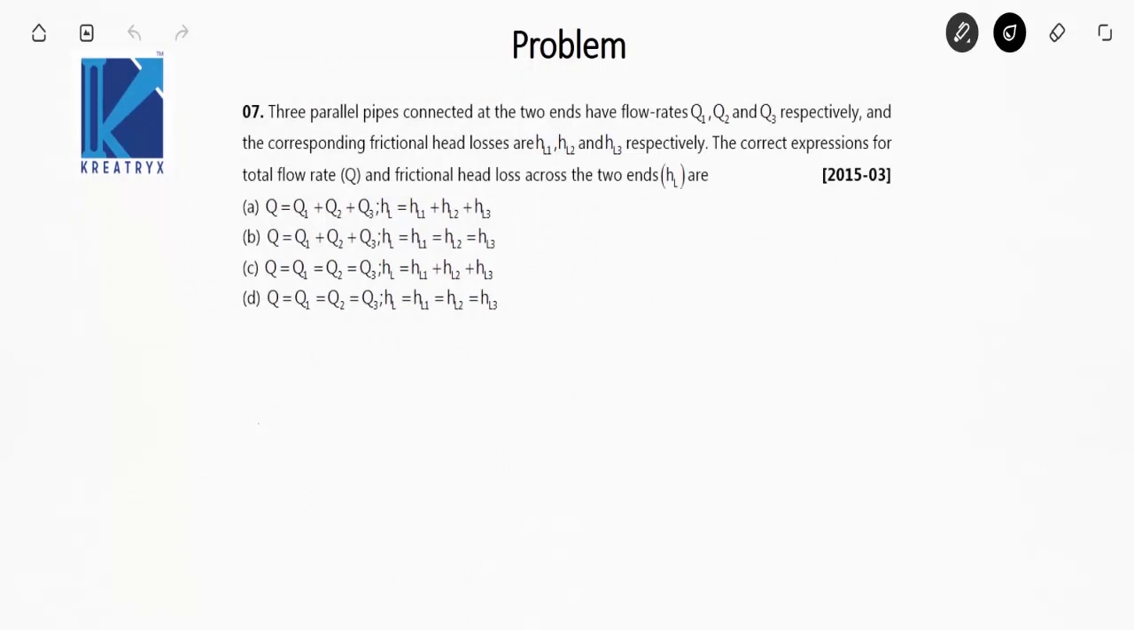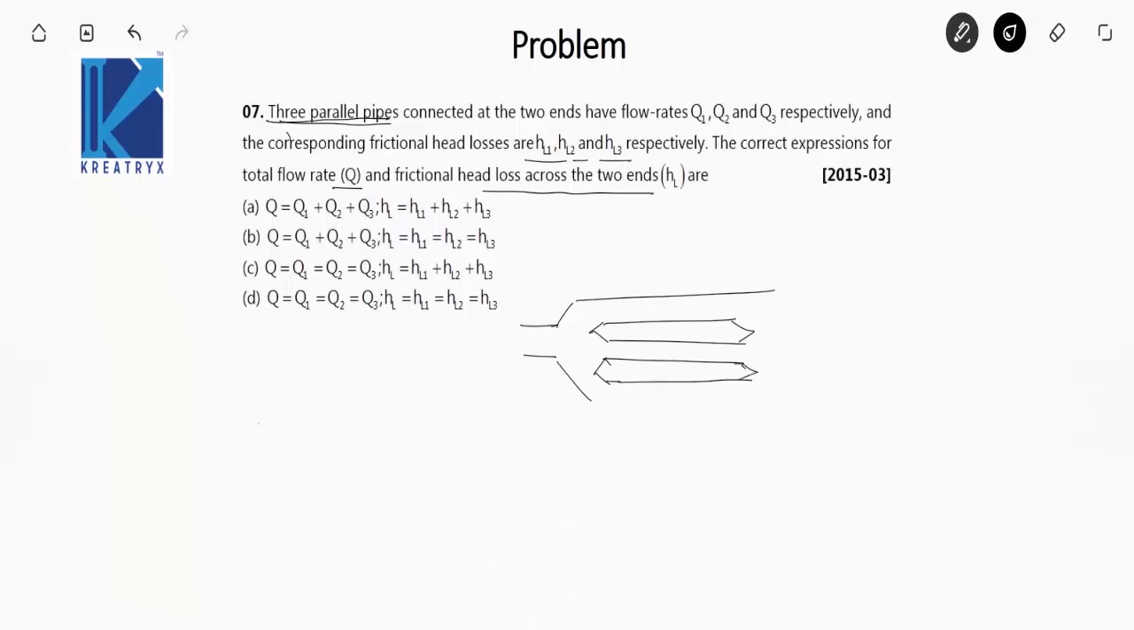Three parallel pipes connected at the two ends have flow rates Q1, Q2 and Q3. Keyword is there are three parallel pipes. The corresponding frictional head losses are HL1, HL2 and HL3 respectively. The correct expressions for total flow rate Q and frictional head loss across the two ends are. Let me draw a rough diagram for this. This can be the case.